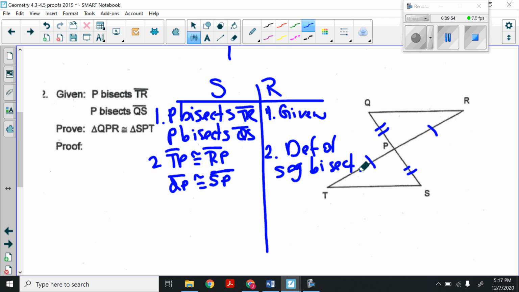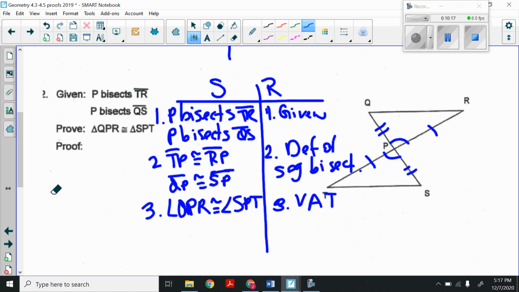Now again, I have two things. I need one more thing in order to prove the triangles congruent. I look over here, I've got vertical angles. So I can say angle QPR is congruent to angle SPT. My reason, the vertical angle theorem. Now I have three things in my proof. I have three things marked on my triangles. So I can now state what they asked me to prove. Triangle QPR congruent to triangle SPT. My reason, what of the five properties do I have? I have a side, an angle, and a side. So it's an SAS.